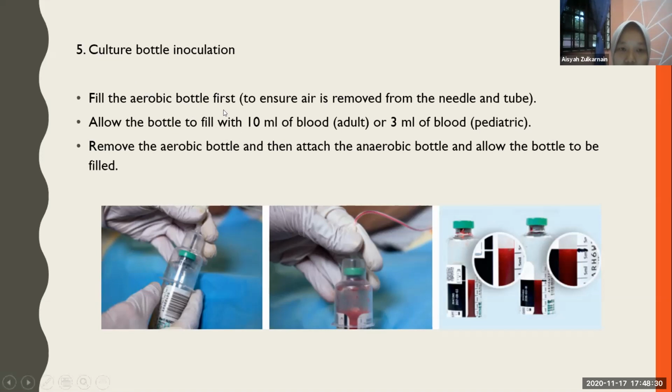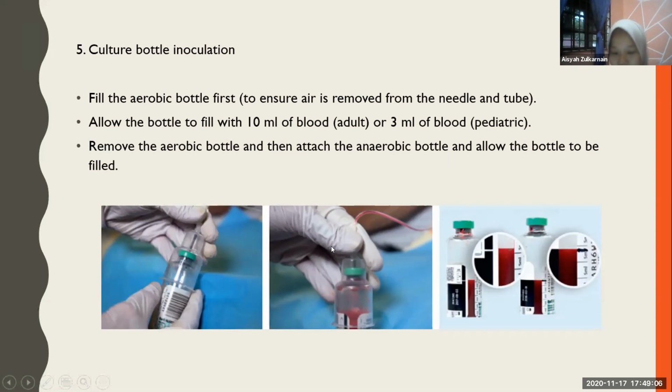It is to ensure that the air will be removed from the needle and tube, and then we will allow the bottle to be filled with the blood, with 10 millilitres of blood in adult, or 3 millilitres of blood in pediatric patient. So after we have done with the aerobic bottle, we will attach the anaerobic bottle and allow the bottle to be filled.